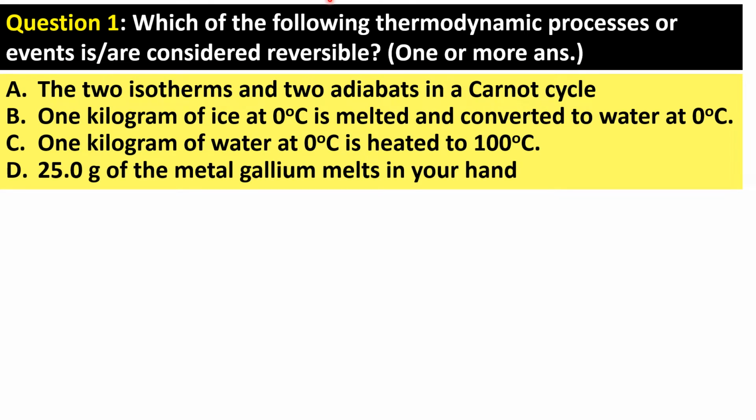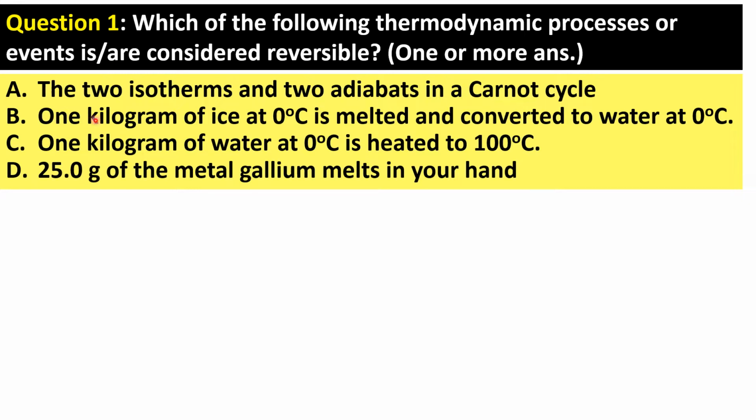Let us now answer question number 1. Which of the following thermodynamic processes or events is or are considered reversible? Okay, we're looking for one or more answers. Letter A, the two isotherms, from the word isothermal, and the two adiabats, from the word adiabatic, in a Carnot cycle.